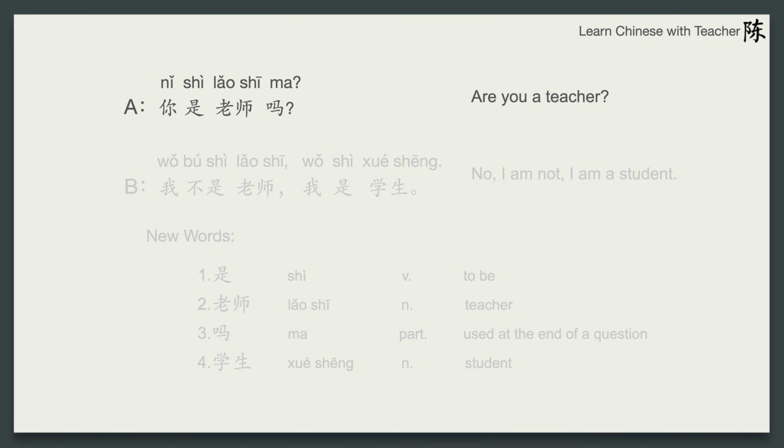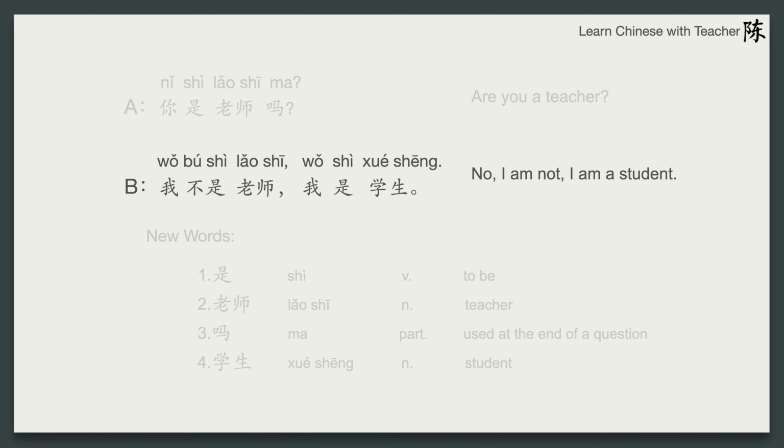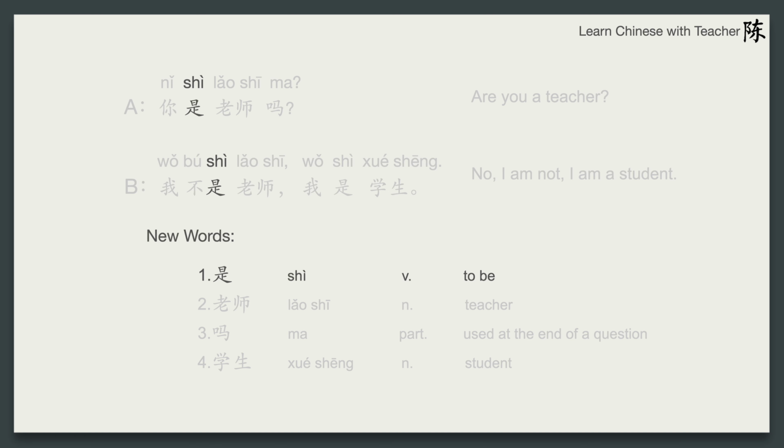The second conversation. 你是老师吗？我不是老师，我是学生。是 is a verb. It means to be. 老师 it's a noun, means teacher. 吗 it's a particle. It is used at the end of a question. 学生 it's a noun, means student.